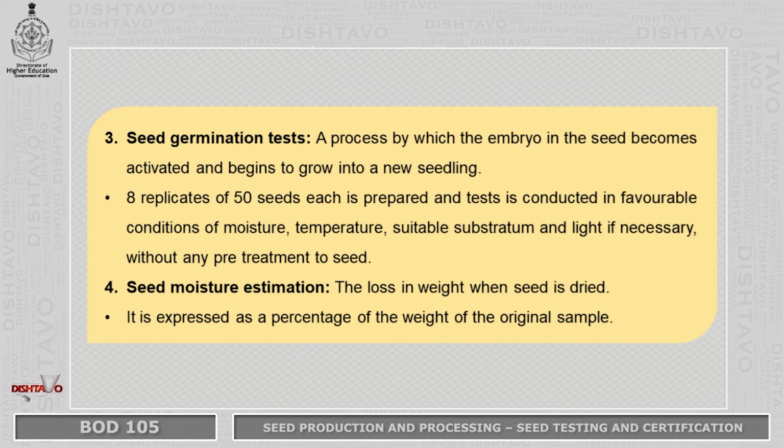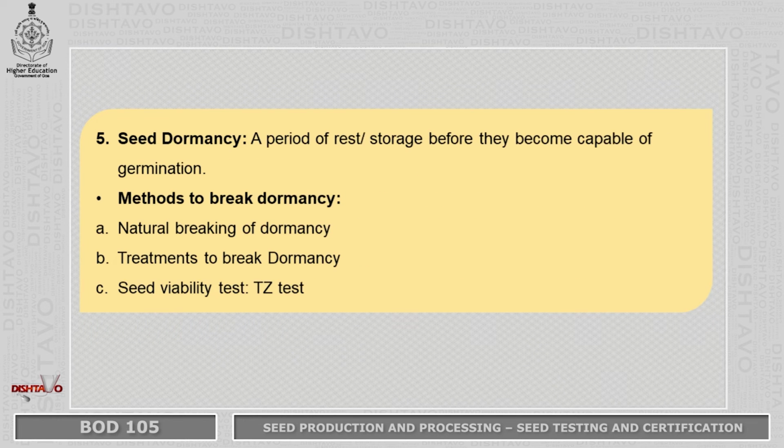Fourth one, seed moisture estimation. The loss in the weight when the seed is dried. It is expressed as the percentage of the weight of the original sample. Fifth one is seed dormancy. This is a period of rest or storage before they become capable of germination.